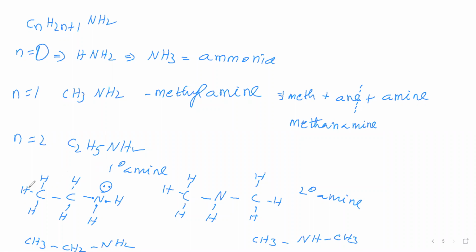Now, the molecular formula remains the same. Therefore, these two are called isomers. Which isomers? Here the functional group is primary amine. Here the functional group is secondary amine. Therefore, what is different? The functional group is different. Therefore, these two are called functional isomers, we can say. Now, let us say the names for these two compounds.